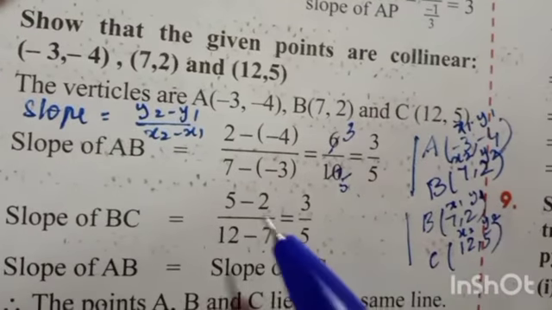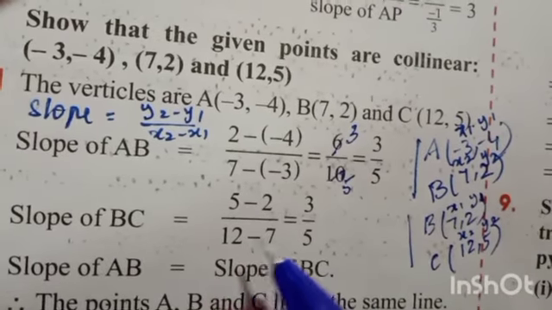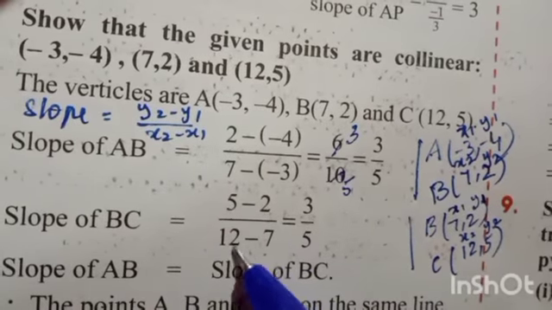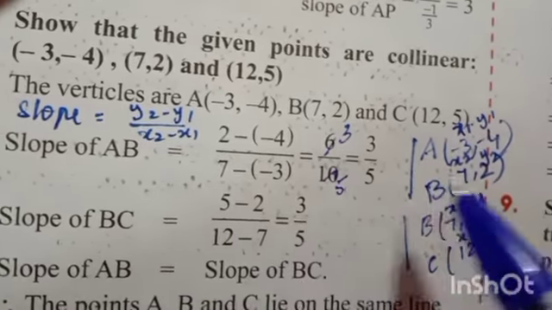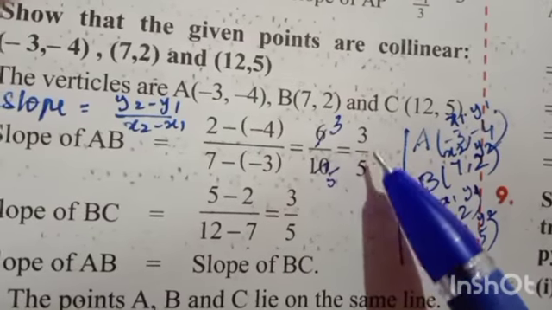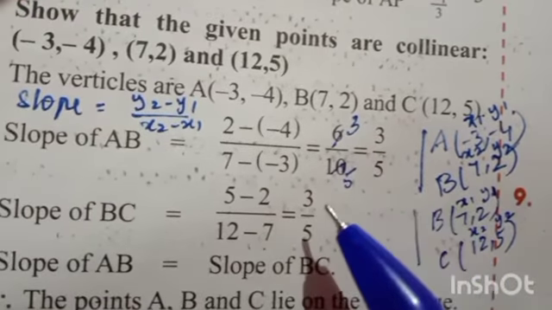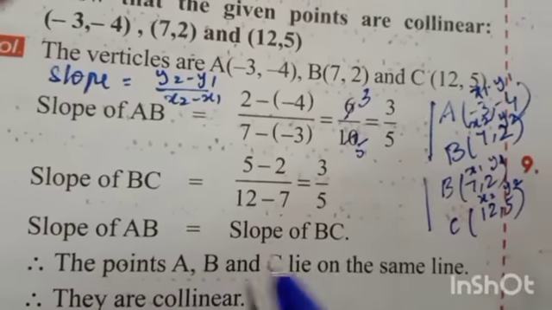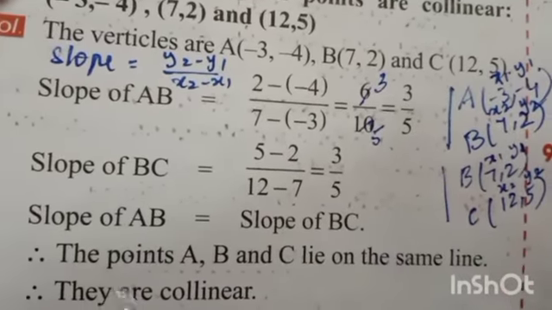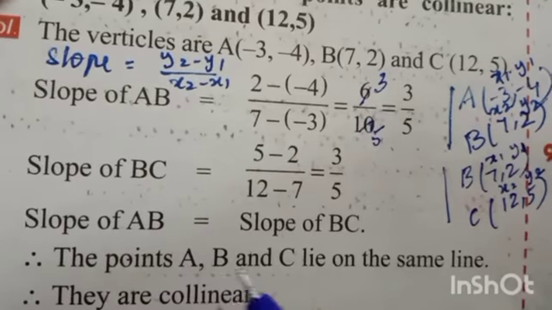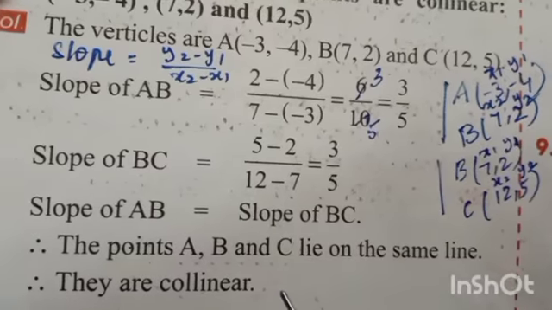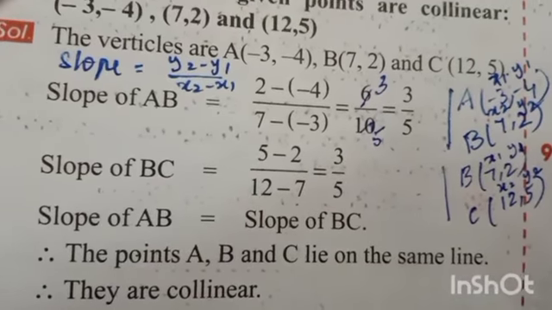Okay, students. So now x2 is 12 minus 7, x1 is 7. So 5 minus 2, 3. 12 minus 7, 5. So now you have to check the answers. Slope of AB is equal to 3 by 5. Slope of BC is equal to 3 by 5. So slope of AB is equal to slope of BC. Therefore, the points A, B and C lie on the same line. So they are collinear.